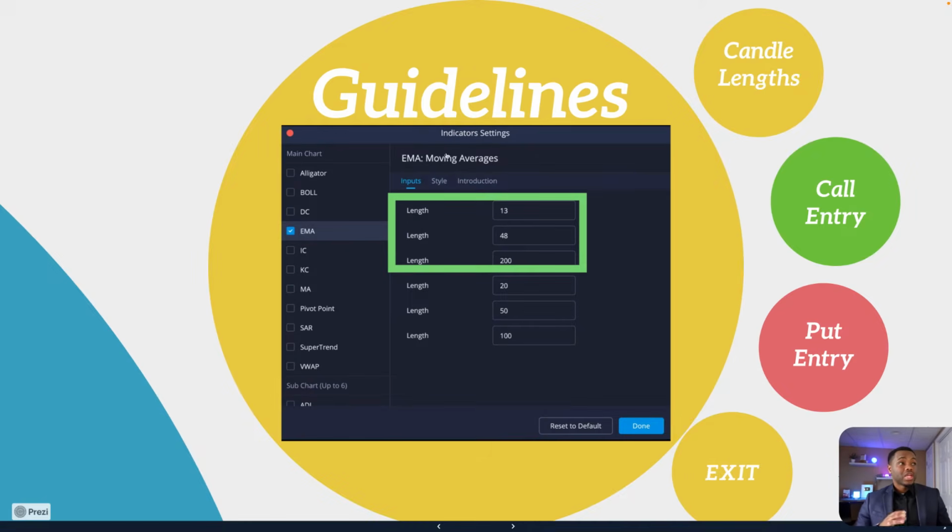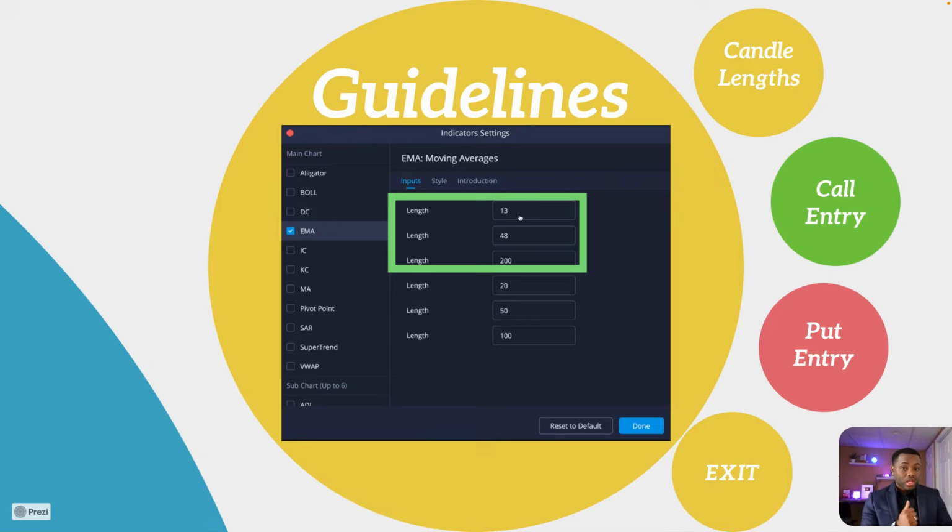So when you go to your indicator settings, notice we're on EMA. I have it set to 13. Before I had it on 15. Now I have it on 13. I have it on 48. Before I had it on 50. Now I have it on 48. So I have 1348, and then I have my 200 in there as well. And this is the EMA, not the SMA. Now, this is the point where I'm going to show you how to trade with it.